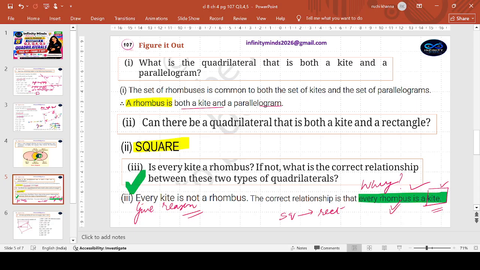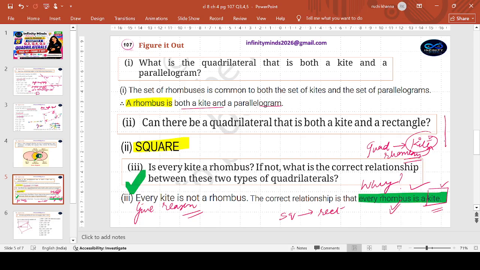What all features does a kite have? What all qualities does a quadrilateral require for itself to be qualified as a kite? Or what does a rhombus require, so that if I call it a kite, it will be correct? For something to be a kite, it must have a pair of adjacent sides equal. Yes, in fact, rhombus has more.